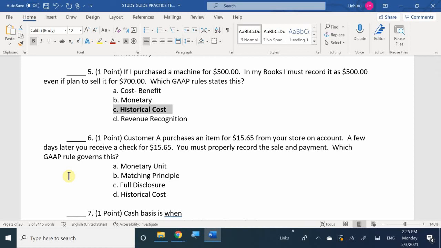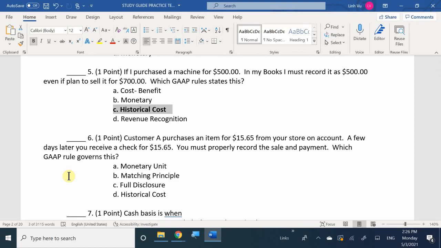Monetary unit? No. In this case, full disclosure? What do I need to disclose about this particular transaction? The sale and the payment. Okay, so what extra information? Well then, would we go under the matching principle? Yes, because historical cost, right?